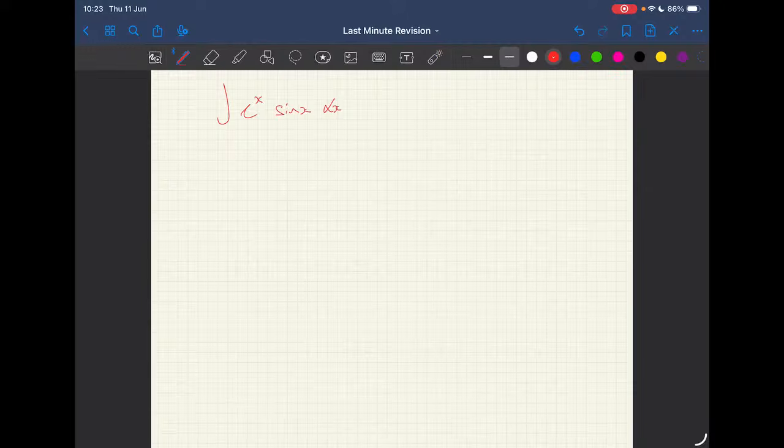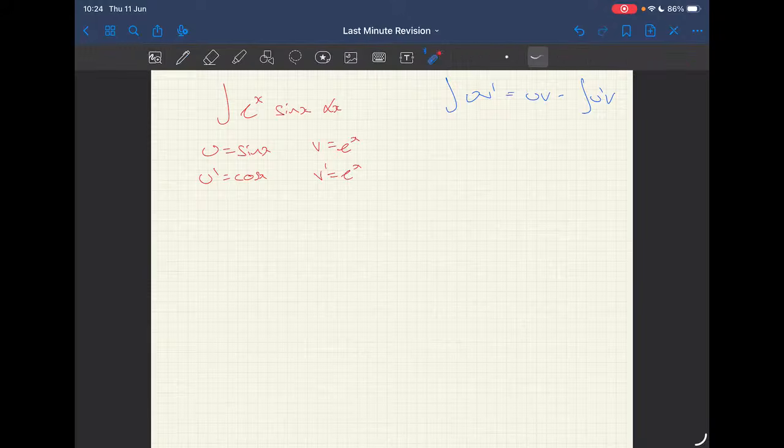And in this case, we're just going to start as normal. So the actual formula, the integral of uv dash is equal to uv minus the integral of u dash v. If we make our u sine x, our u dash is going to be cos x, v dash then e to the x, and v will be e to the x as well. As we get our integration, the second part of it, we're going to have e to the x sine x take away the integral of e to the x cos x.